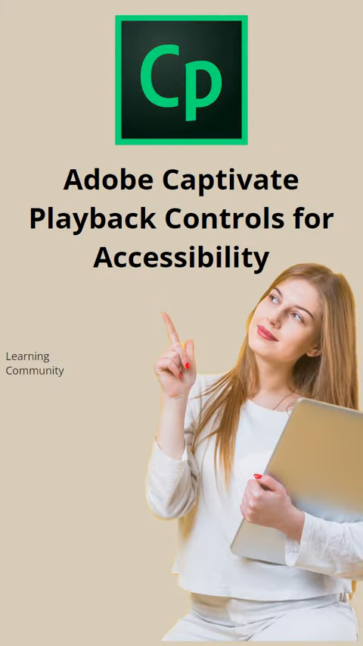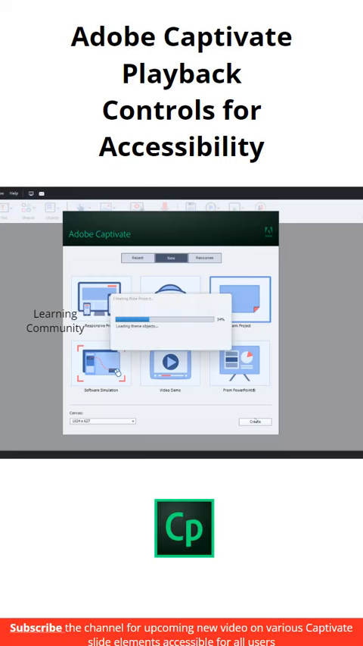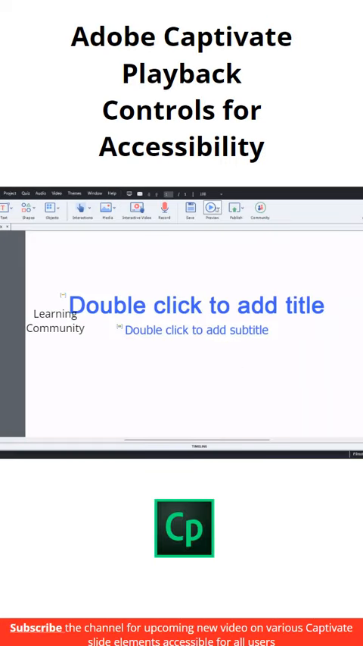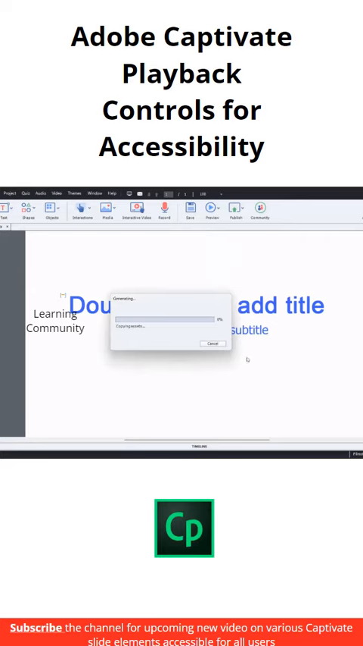Adobe Captivate playback controls for accessibility. A screen reader is a piece of assistive technology that is frequently used while creating accessibility courses. Let's get started. We are using the up and down arrows to navigate the screen in this preview.